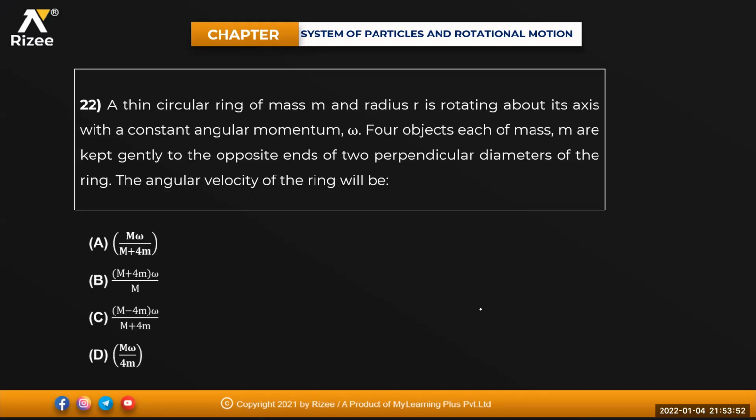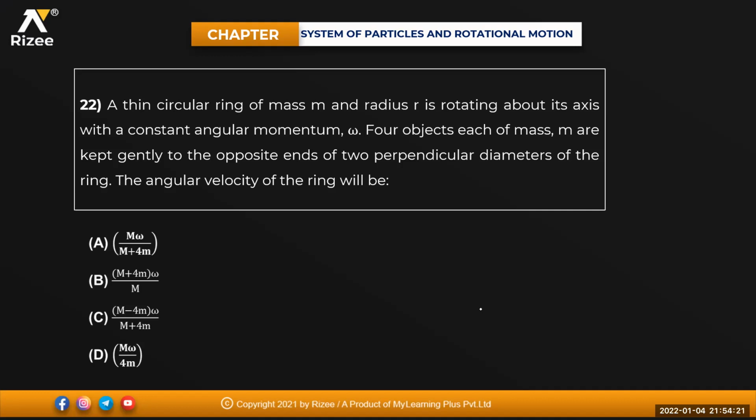Sure. This one is also a good question, better. A thin circular ring of mass m and radius small r is rotating about its axis with a constant angular momentum. Constant angular momentum. Why omega? Angular momentum is L, na? 4 objects, each of mass m, are kept gently to the opposite ends of the two perpendicular diameters of the ring. The angular velocity of the ring will be equal to how much?